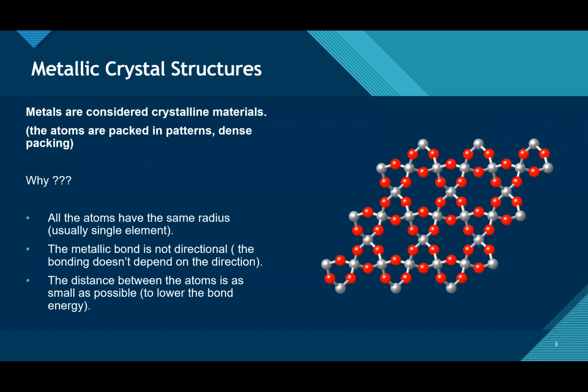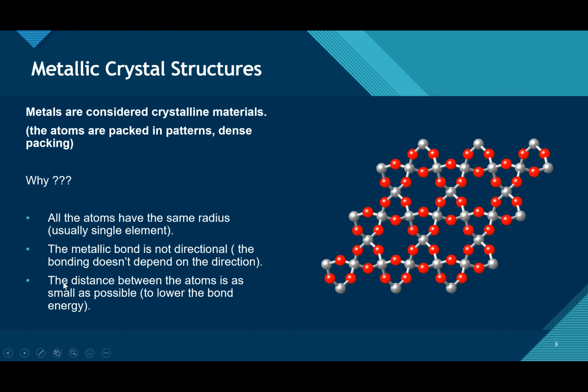One of them is that all the atoms have the same radius, because usually they belong to the same element, so they are similar and they can bond easily. The other reason is that the metallic bond is not directional, which means that the bonding between two atoms does not depend on the direction, which will make the bonding faster and easier between the metal atoms.